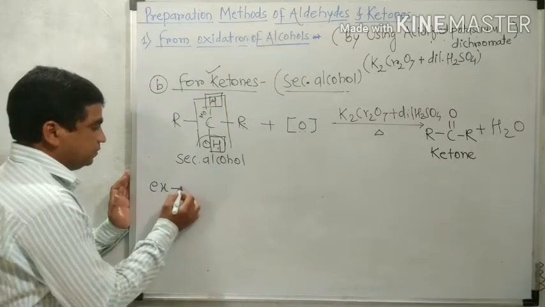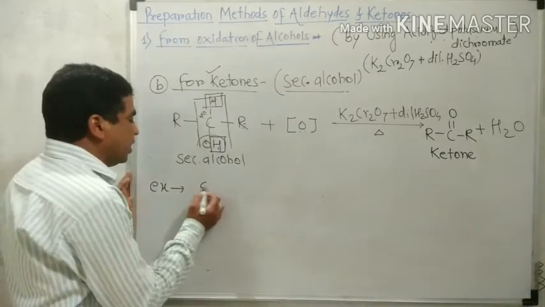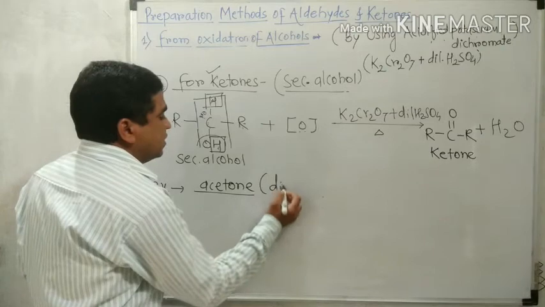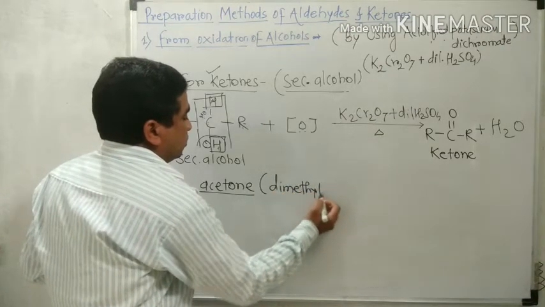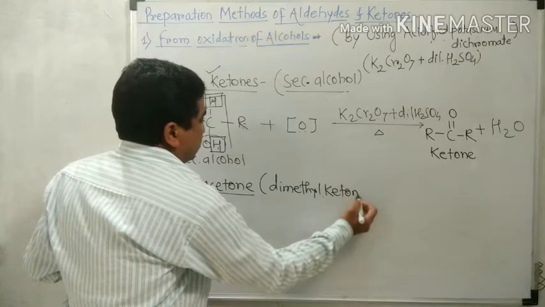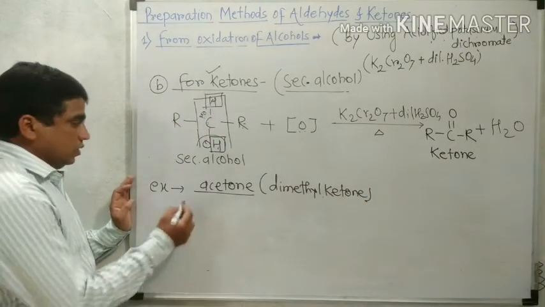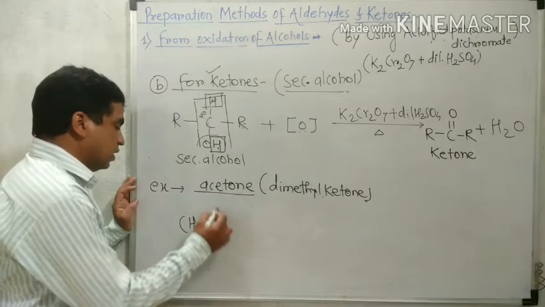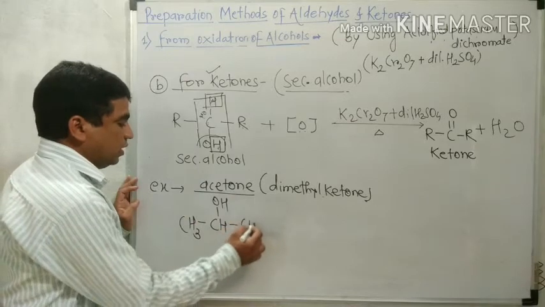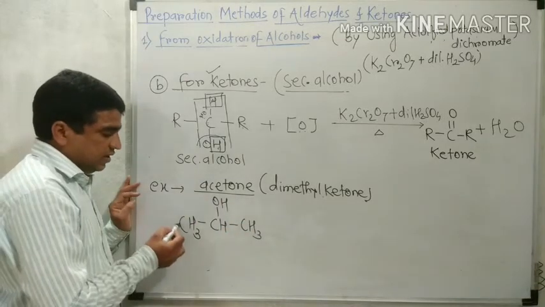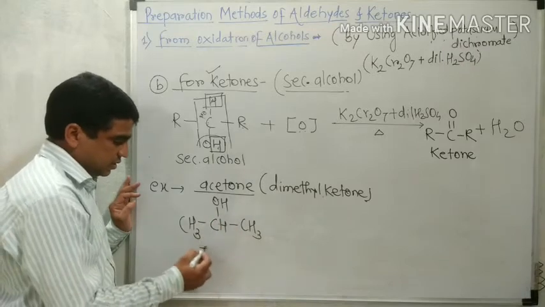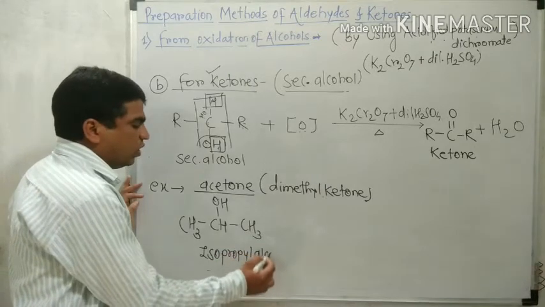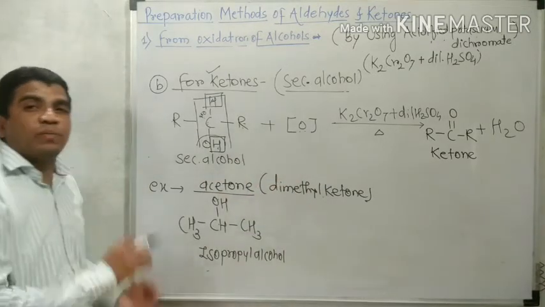So memorize here how to prepare a ketone from secondary alcohol. When secondary alcohol is oxidized by K2Cr2O7 and dilute H2SO4, the reaction gives firstly ketone; to avoid the formation of carboxylic acid, use PCC in this reaction also. For example, if you want to prepare acetone, also known as dimethyl ketone, you need the starting material isopropyl alcohol, like this: CH3CHOHCH3, that is isopropyl alcohol, or it is also called secondary propyl alcohol.